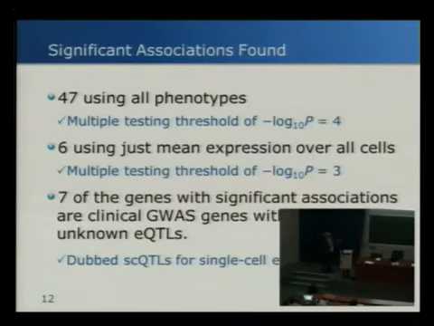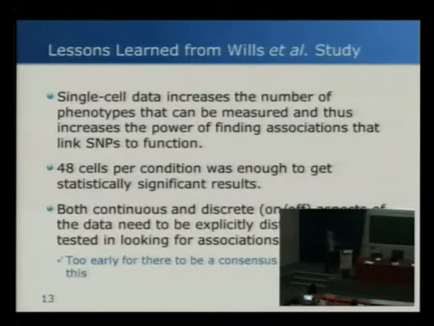And 7 of the genes that had these significant associations had been implicated in clinical GWAS studies, but previous studies had not been able to find any eQTLs associated with these 7 genes. So in this case, Quinn likes to call these scQTLs, or single cell eQTLs. Okay. So what lessons can we learn from this study using qPCR to look at single cells? The main point is single cell data increases the number of phenotypes, and so it increases the power of finding associations linking SNPs to function. In this particular case, people always ask us, 48 cells per condition was enough to get statistically significant results.